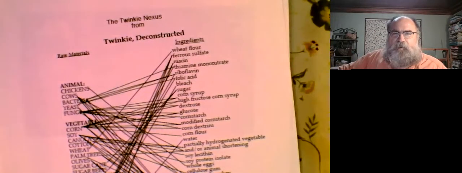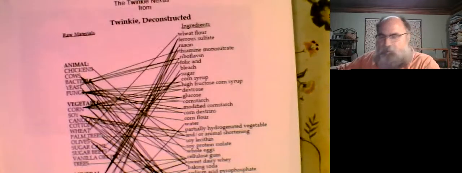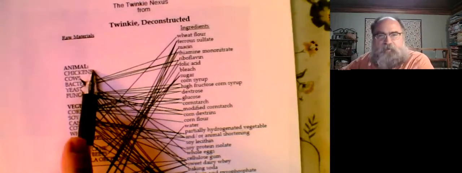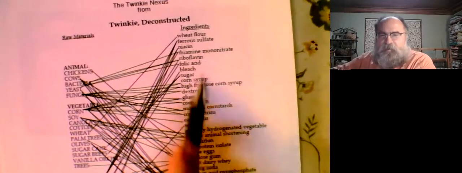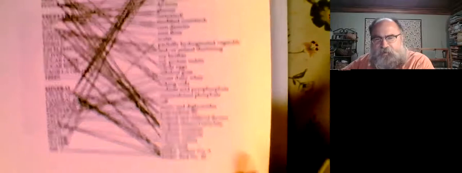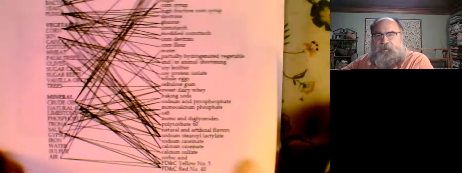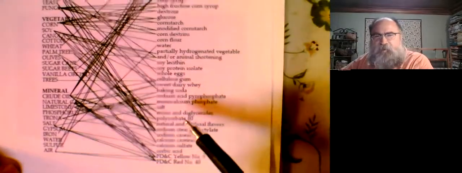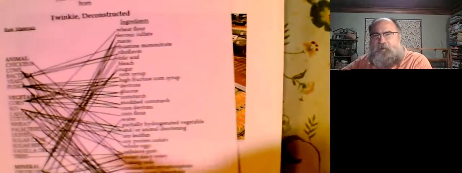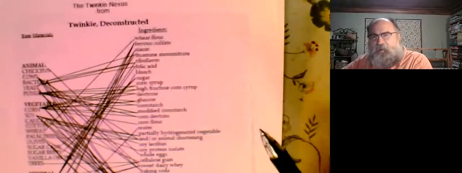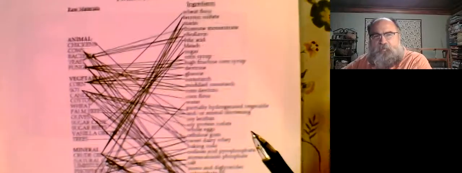But here, Twinkies deconstructed. And so we take a look over here, raw materials, and then these are the ingredients that go into a Twinkie. And so that little cake with the cream filling has all of this. I mean, somehow these guys in the manufacturing plant, they've got all this stuff that they're dumping together, and somehow, in the end, the miracle of a Twinkie gets made.